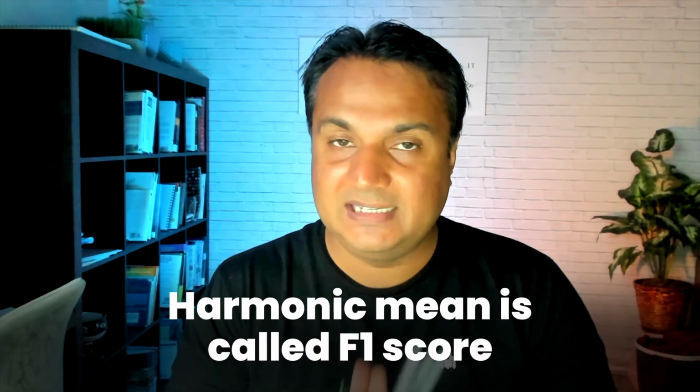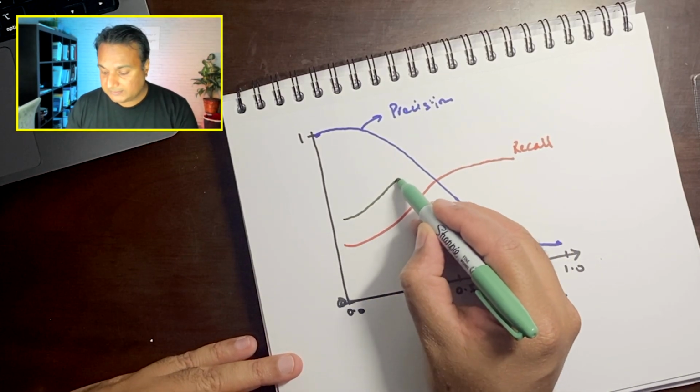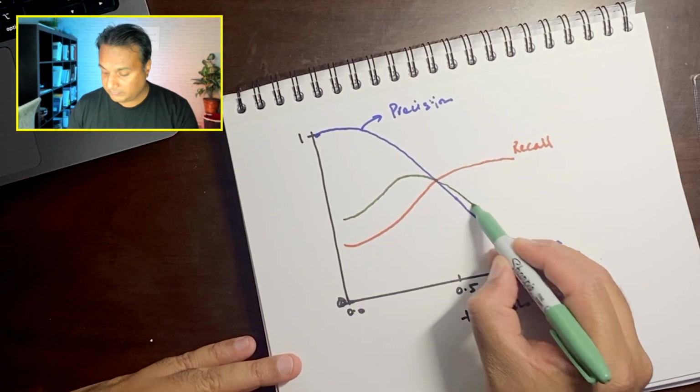Now you can take the normal mean, but scientists have discovered that if you take the harmonic mean, it has an added benefit that it penalizes the extreme values more. So that's why when we take the mean value or the average, it is not the normal mean. Instead, we take the harmonic mean. And that harmonic mean is called F1 score. And if you plot it on this, it will go something like this. And then it drops down.